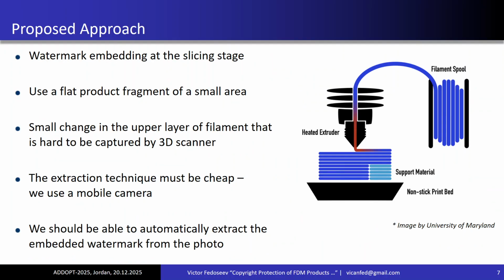So we embed our watermark at the slicing stage, and we use a flat product fragment of a small area, and we perform a small change in the upper layer of our product, and it is hard to be captured by a 3D scanner. The extraction technique must be cheap. That's why we use a mobile camera. And in a good technique, we should be able to automatically extract the watermark from the photo.